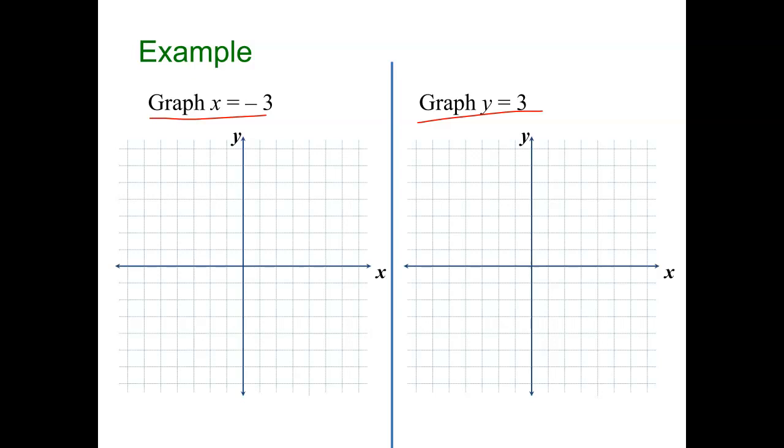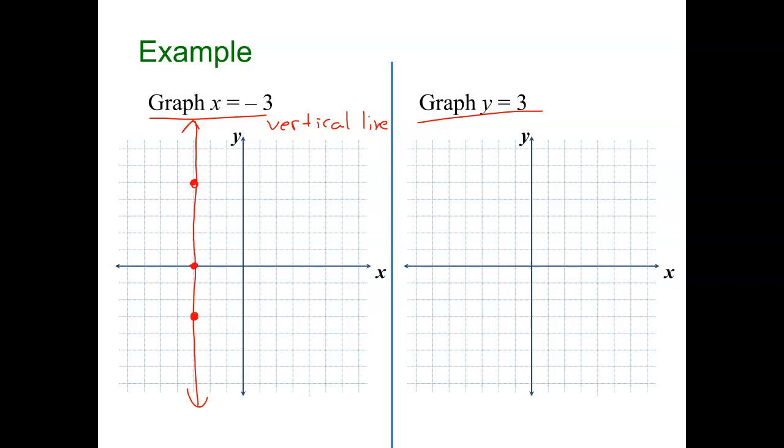So x equals negative 3. Now I have nothing in here for y, which means it does not matter what y is. X will always be negative 3. So if y is 0, what's x? Negative 3. If y is 5, what's x? Negative 3. If y is negative 2, what is x? Negative 3. So it does not matter what y is. X is always going to be negative 3. So then I get what type of a line? Vertical line.